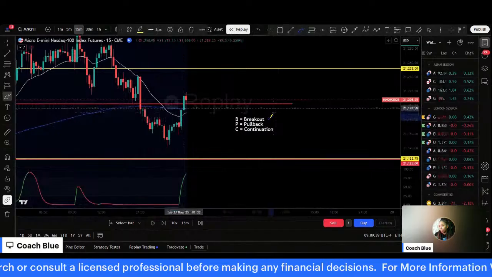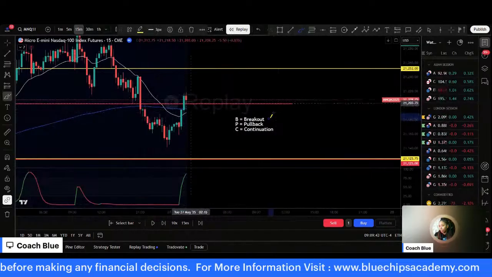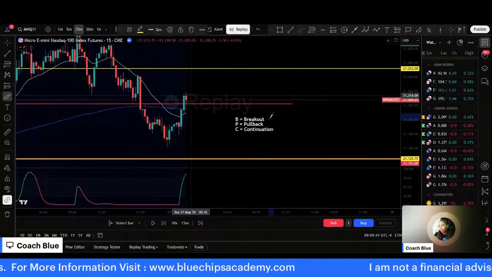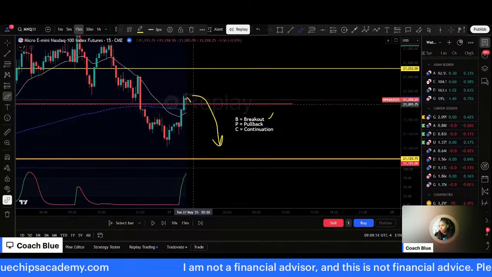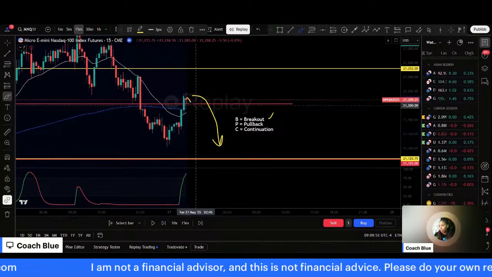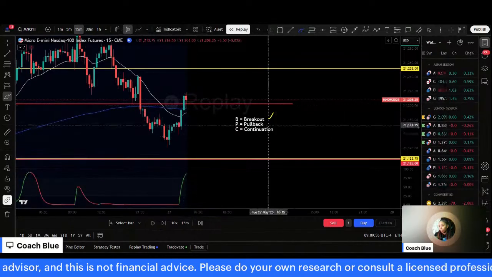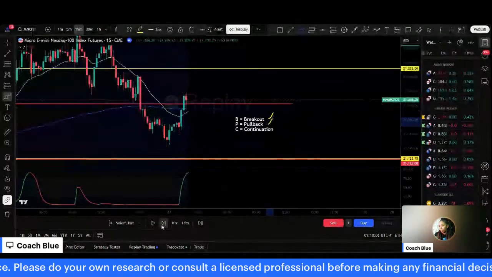Now, the pullback. The pullback comes back to this area here. It pulls back to this key level, so it never comes slamming back down. It just pulls back a little bit. That's a good pullback, so we can check off the pullback. Now let's look at the next candle and see what happens.